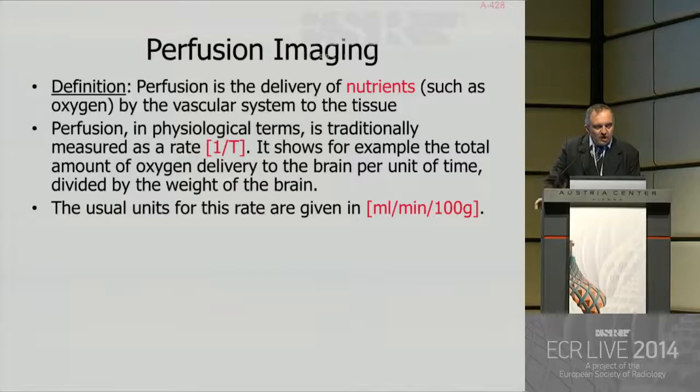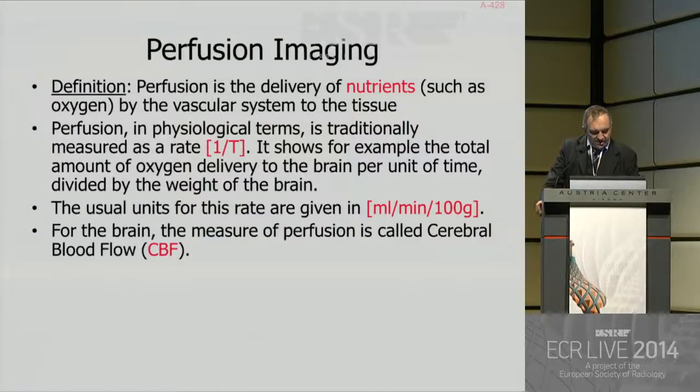That's how much bulk perfusion comes to the tissue divided by a certain volume of that tissue. So it's milliliter per minute per 100 gram of tissue. Finally, for the brain, because this is what we're talking about today, the measure of perfusion is called cerebral blood flow.